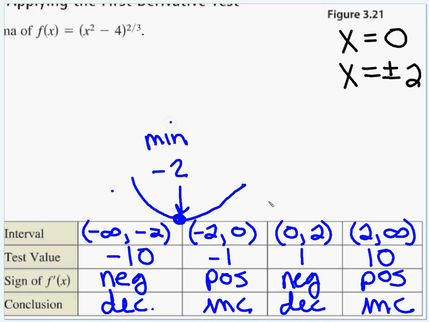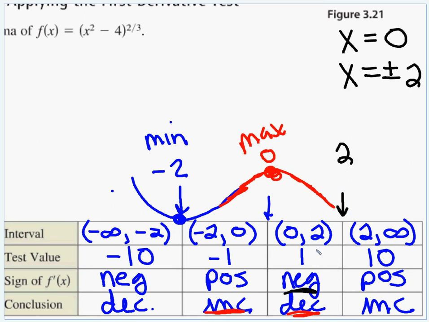Here at 0, something was going on. Let me switch to red ink. To the left, we were increasing like this. And then we hit that point, and then we went to decreasing downhill. So that is a relative max at x is 0. And then here something was going on at 2. To the left of 2, we were decreasing. And then we hit that point. On the other side, we went back to increasing. So that is going to be a relative min.